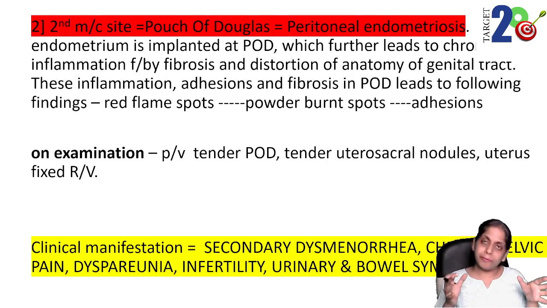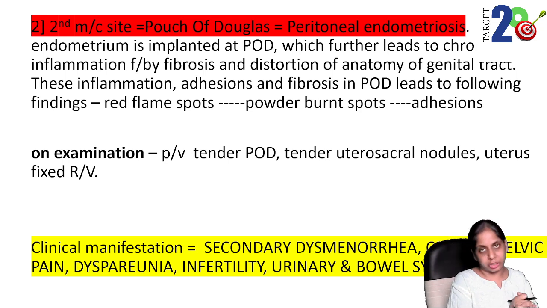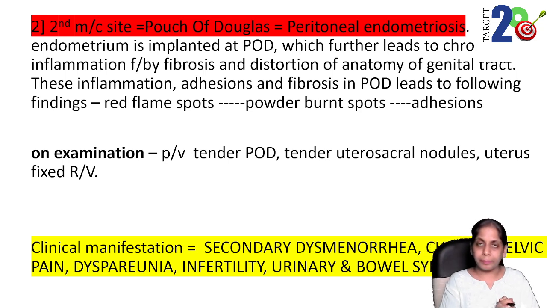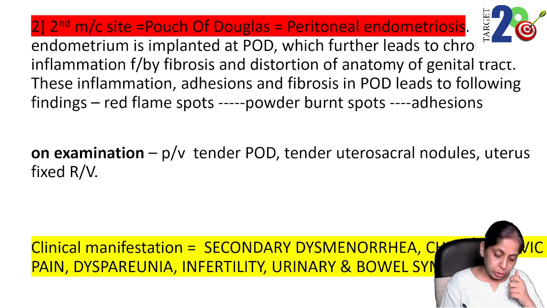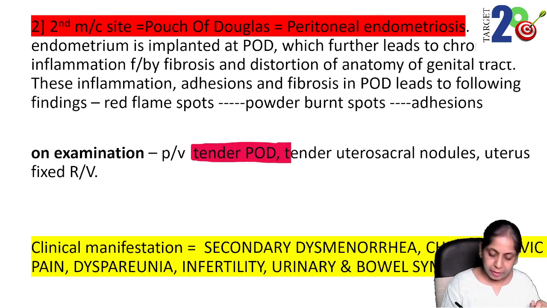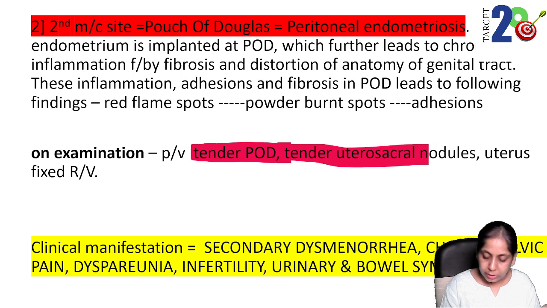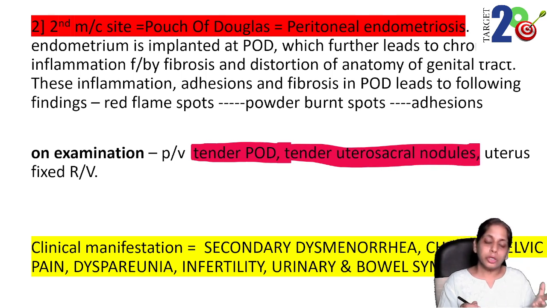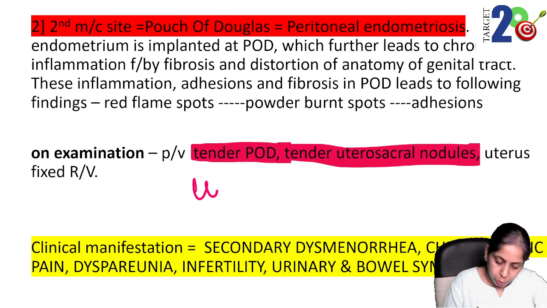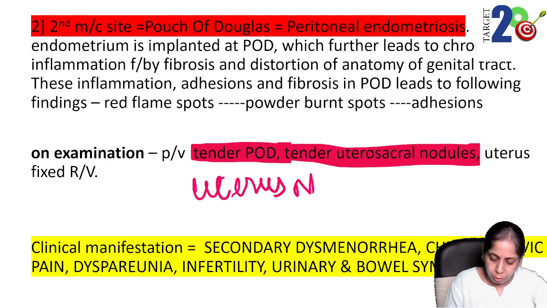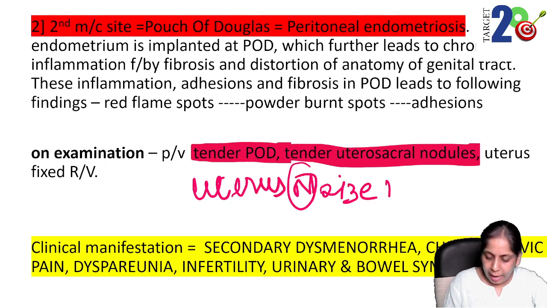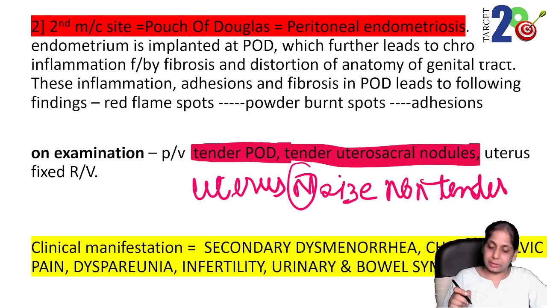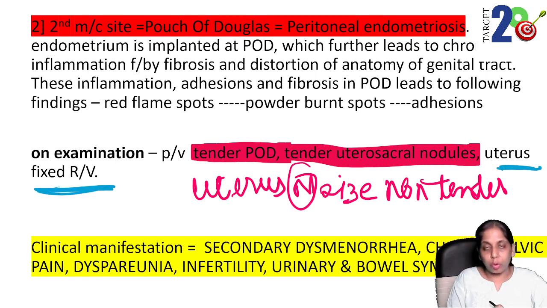Okay, now you tell me, if the peritoneal cavity is full of adhesions, what you will find on the PV? On the PV, of course, you will find the tender POD, and you will find the nodules because fibrosis has occurred. Uterus will be here. Again, I would like to tell you that uterus will be of normal size and non-tender. But the uterus will be fixed and retroverted.